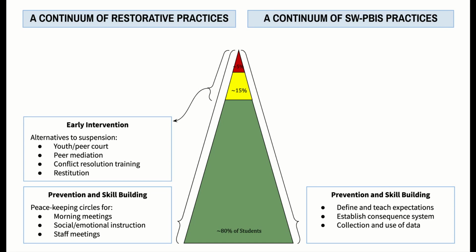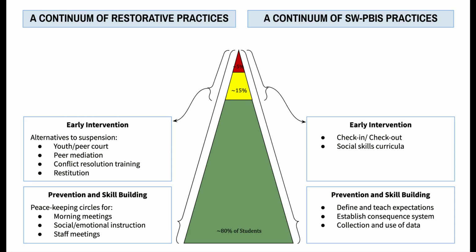For students who do not respond to Tier 1 strategies, restorative practices uses a variety of measures as alternatives to suspension: youth peer court, peer mediation, conflict resolution training, and restitution. PBIS uses strategies including check-in, check-out, and teaching social skills as interventions at the Tier 2 level.